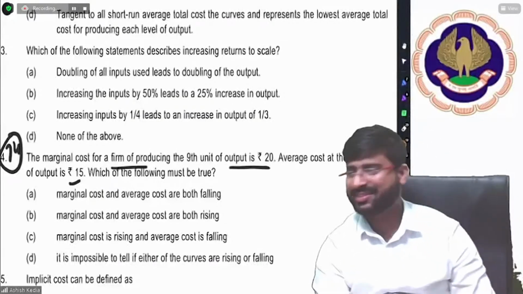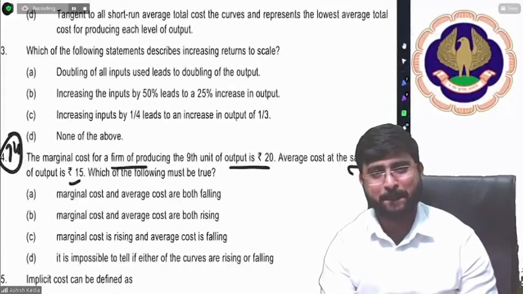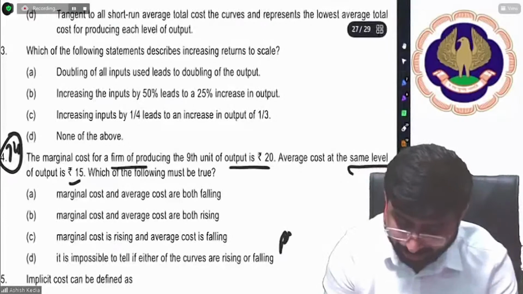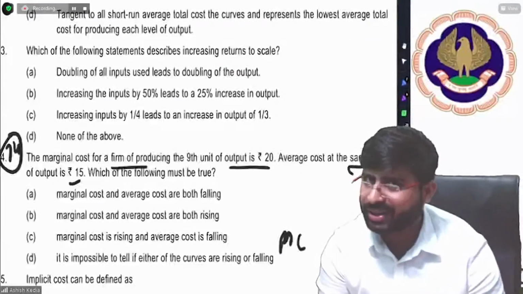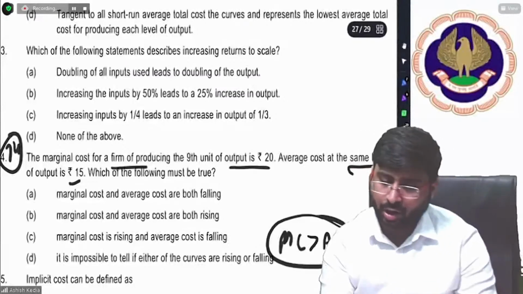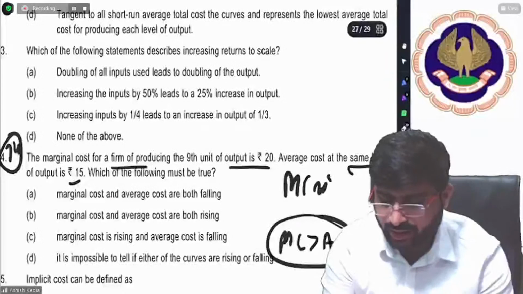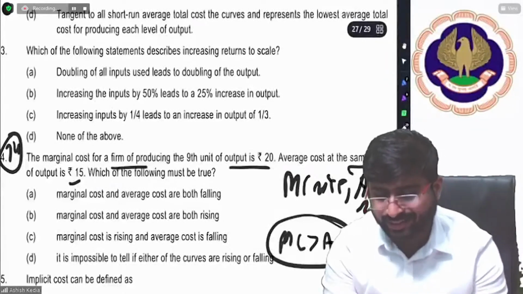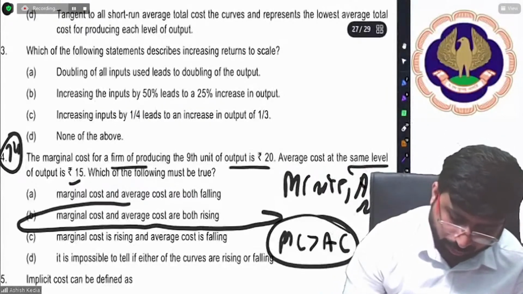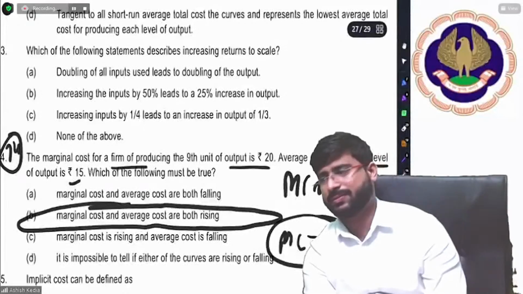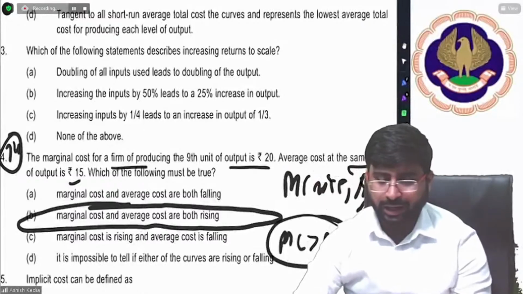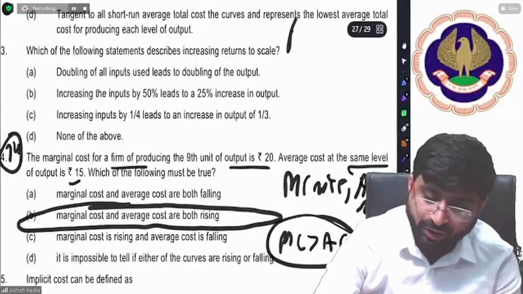See, you have been told, we have discussed this last day in our relation, whenever marginal cost is greater than average cost, obviously MC is rising and AC will also rise whenever this happens. Acha. So an MC and AC are both rising. So the answer would be both are rising. You have to study relationship between AC and MC.